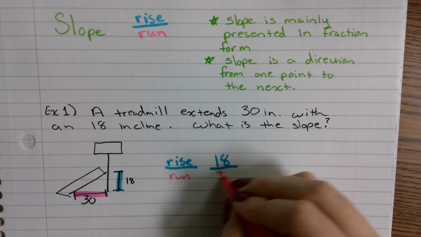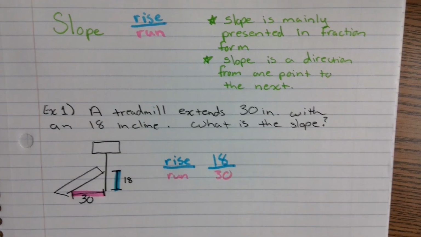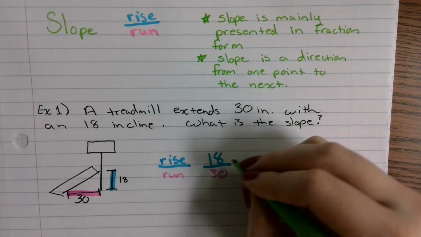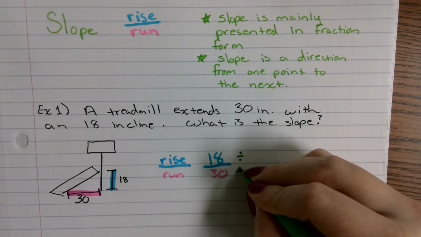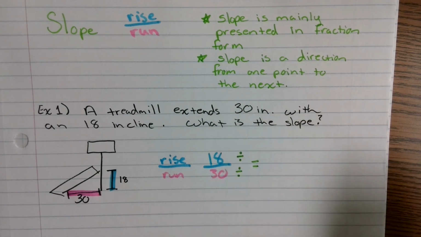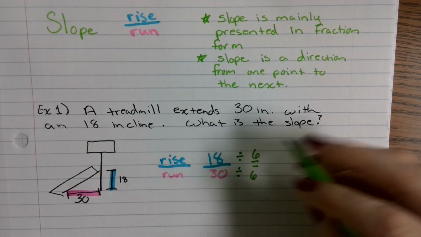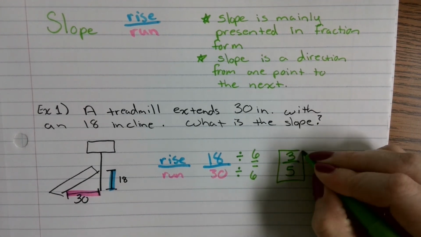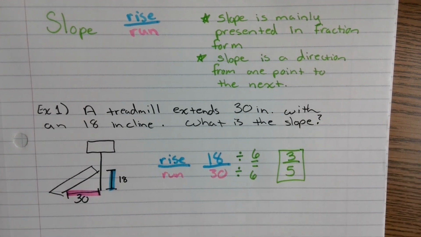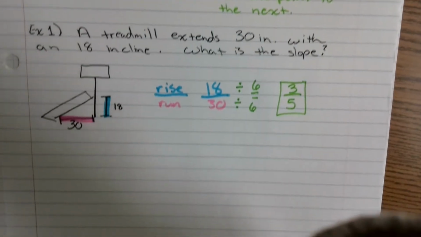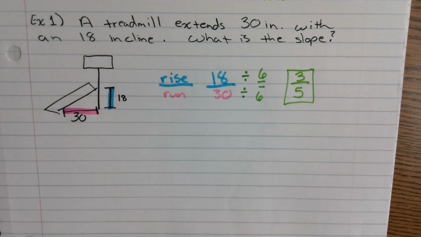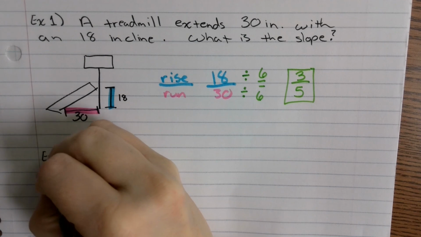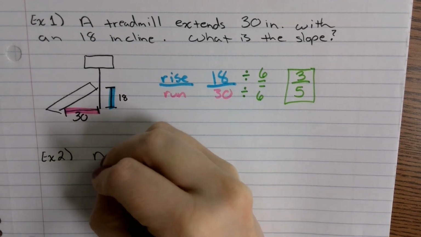And then, of course, like always, you need to simplify. What are 18 and 30 both divisible by? 2. What else? 3. What else? 6. Okay, 6 happens to be the largest factor that can go into both. So 18 divided by 6 gives you 3, and 30 divided by 6 gives you 5. So we have a slope of 3/5. That's it. Try this one on your own.